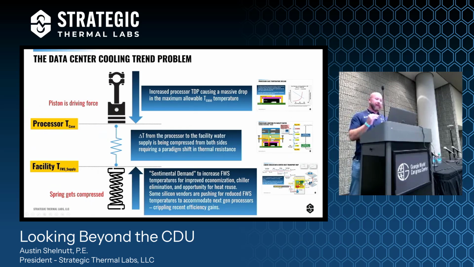So that part in the middle between the spring and the piston that I have at the top, that's the thermal resistance between the case of a processor or the lid in a lidless GPU and the facility water supply. That seems to be the part that everybody is focusing on right now. There are dozens of liquid cooling solution providers just like us who are trying to solve that problem. So let's look at that problem a little more closely.